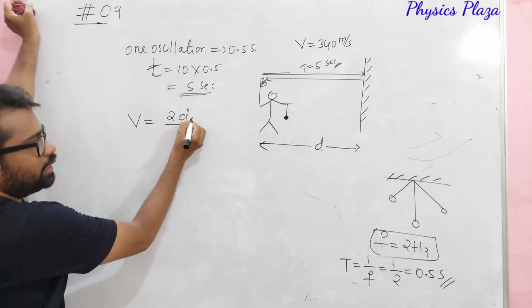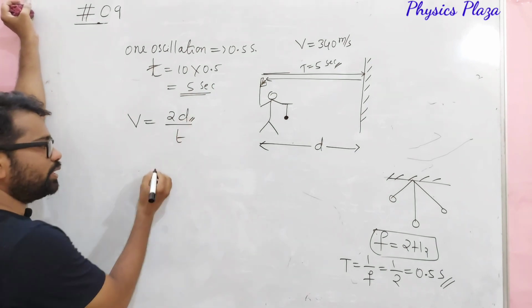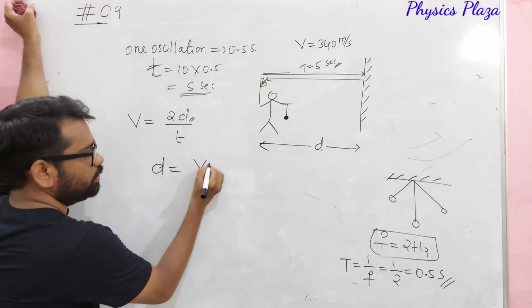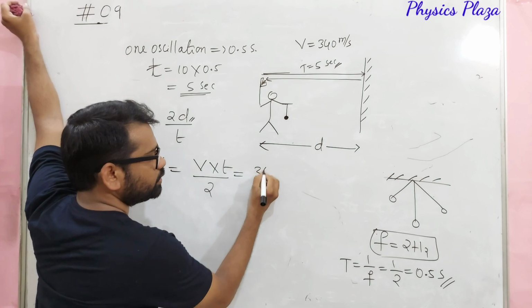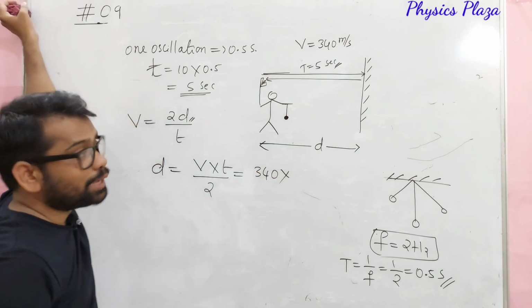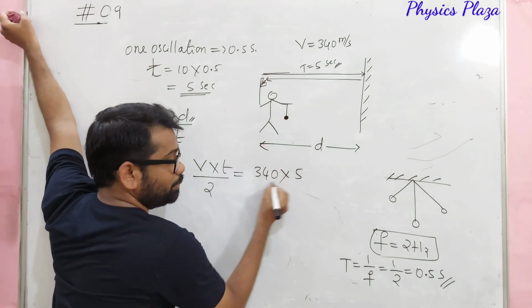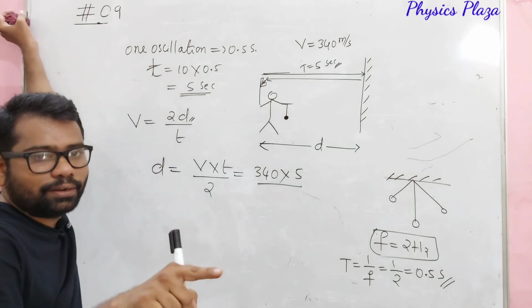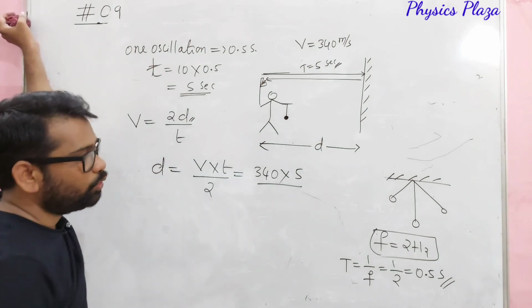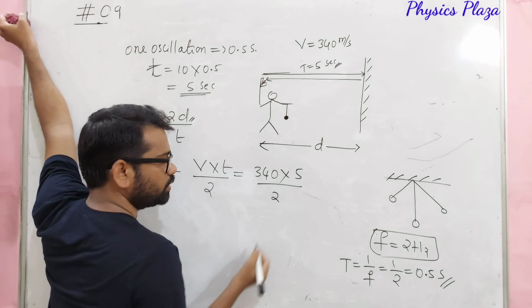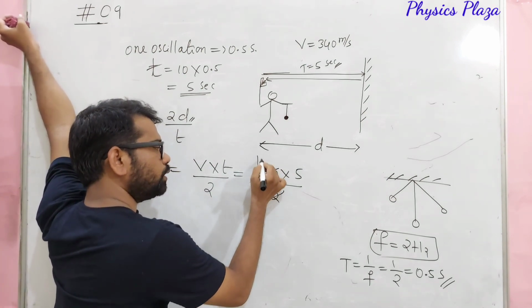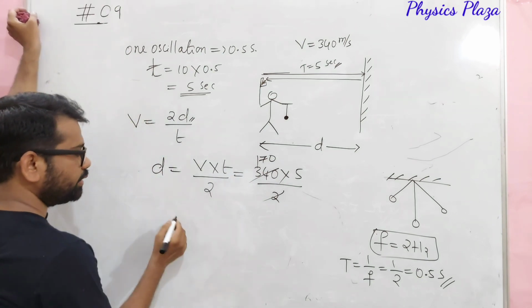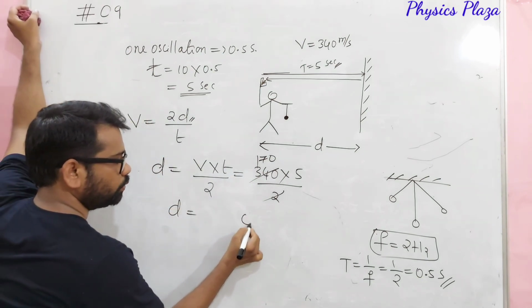Now what do we have to calculate? The d value. So d is equal to V into t by 2. The V value is given as 340. And time is given as 5, in the sense that we calculated it; the value is not directly given. So t is 5 and divided by 2, 340 by 2 is 170. So 170 into 5 is how much, dear children? It is 850 meters.